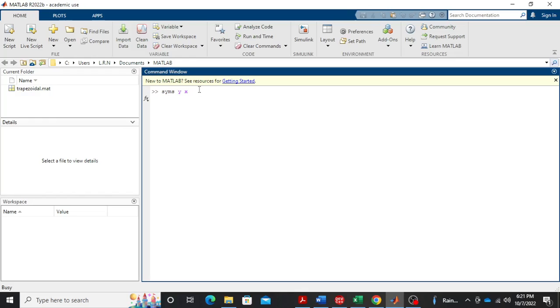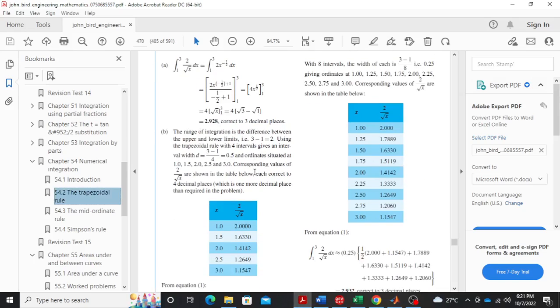So if we encode this problem, y equals 2 over square root of x, and so the syntax for evaluating definite integrals in MATLAB is the dependent variable, which is y, then the lower limit of the integral, then the higher limit. So we'll give you this answer: 4 square root of 3 minus 4. In decimal form, it is equal to 2.928.